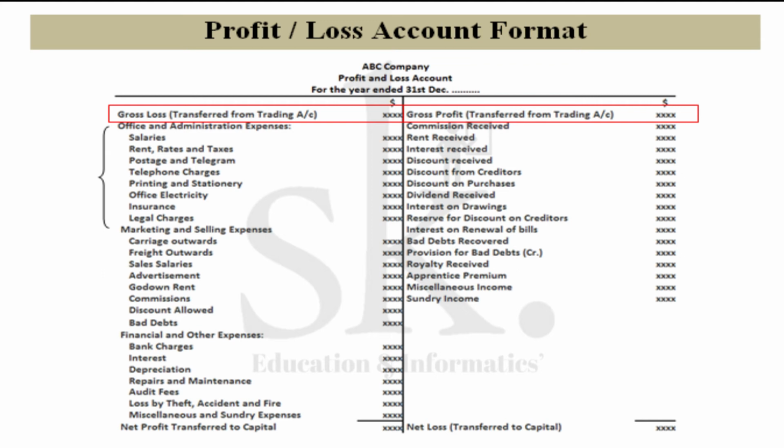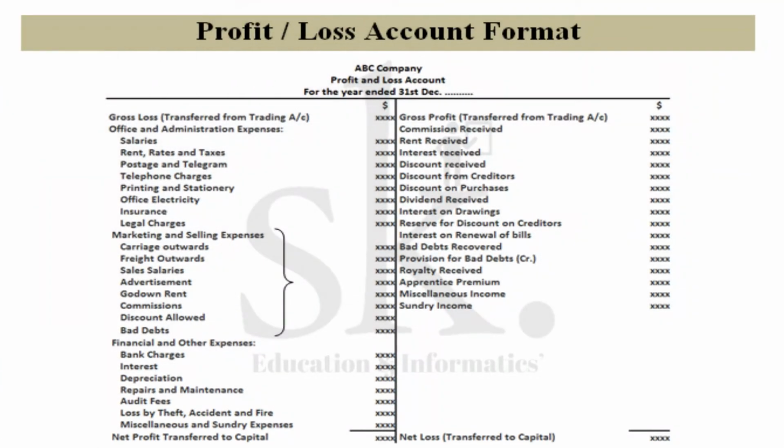Next, we have taken office and administration expenses, which include salaries, rent, postage, telegram, telephone charges, printing, office electricity. So all expenses which are related to office. The next part is selling and distribution, also called marketing and selling expenses. That means any expenses relating to sales, such as carriage outward, freight outward, salesman's salary, advertisement, godown rent, warehouse expenses, commission.